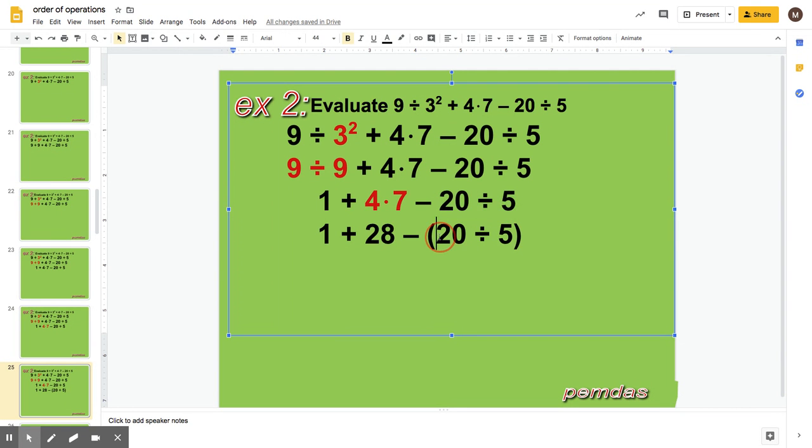Here is the operation that I must do first. Please don't do 1 plus 28. That would be totally incorrect. We need to take care of whatever is here first. So I noticed you guys did 4 times 7 is 28, but we're not going to touch that yet. We're just going to do division here based on what we have in order of operations.